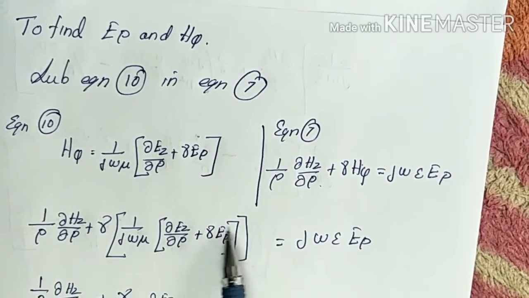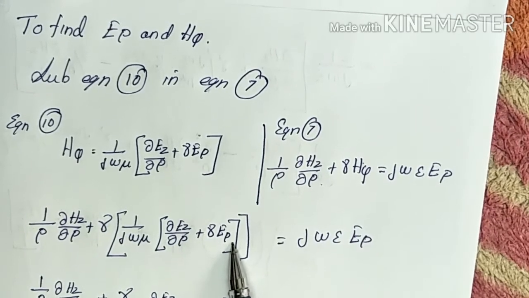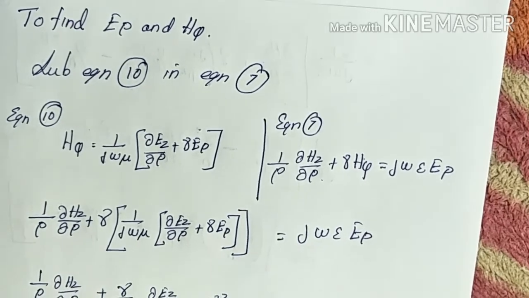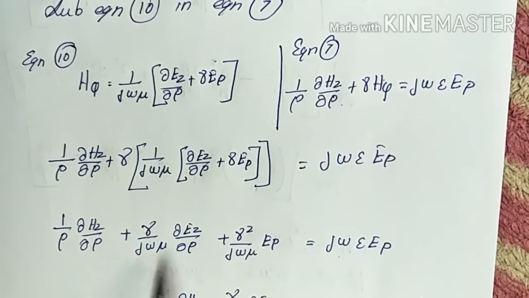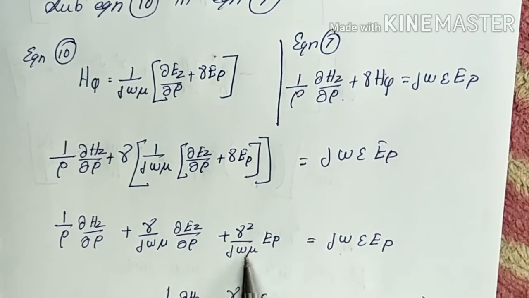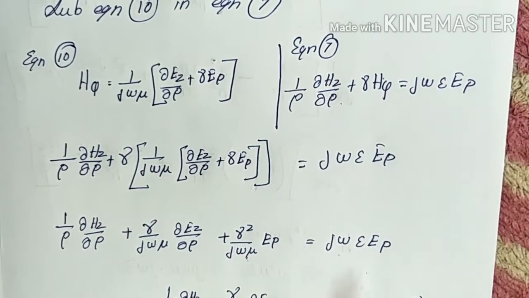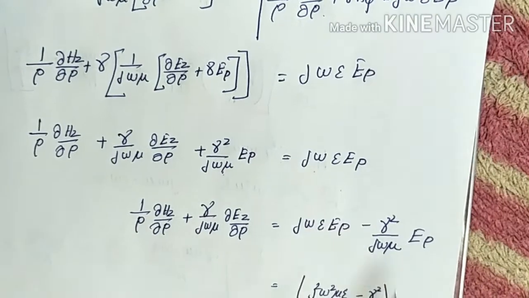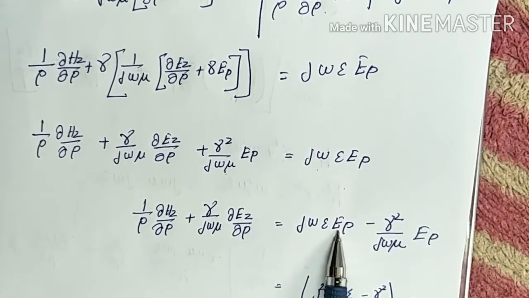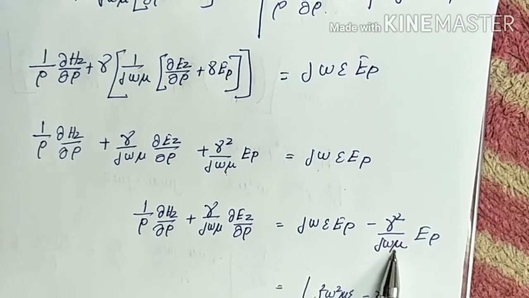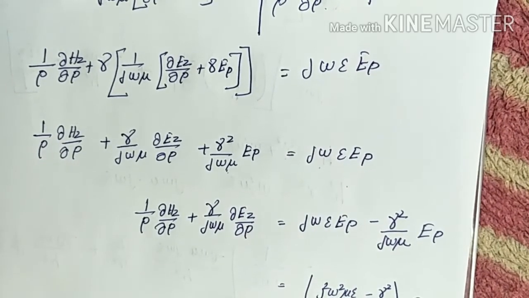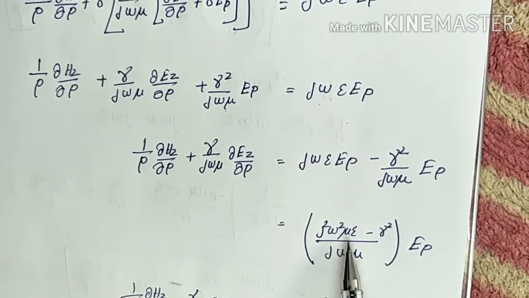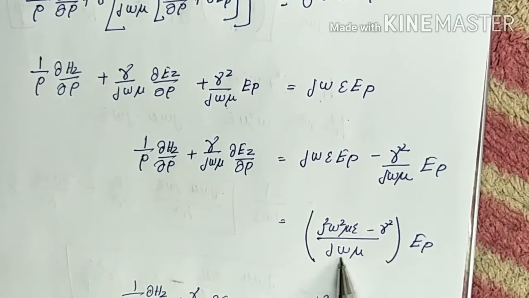So this is equation 7. We have substituted only the value of H phi here. After that, multiply gamma by j omega mu inside both the terms. We have multiplied in both the terms. After that, take this term to the other side. So j omega epsilon minus gamma square by j omega mu into E rho. E rho is common. Take LCM. You will get j square omega square mu epsilon minus gamma square divided by j omega mu.